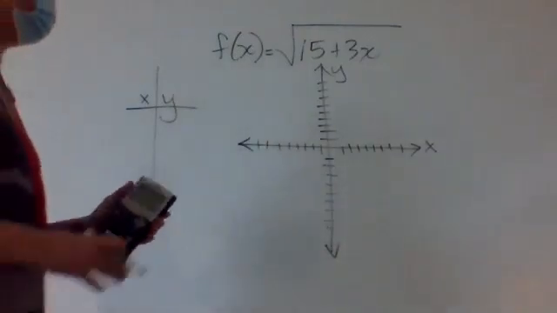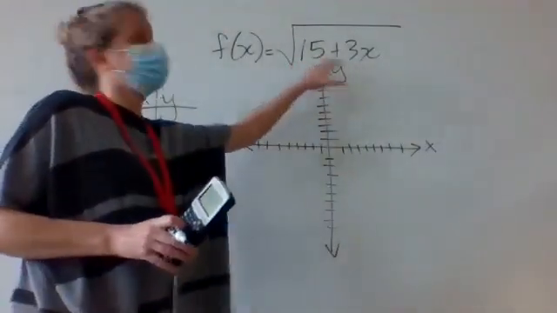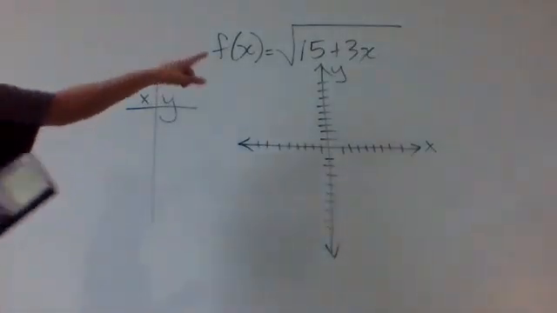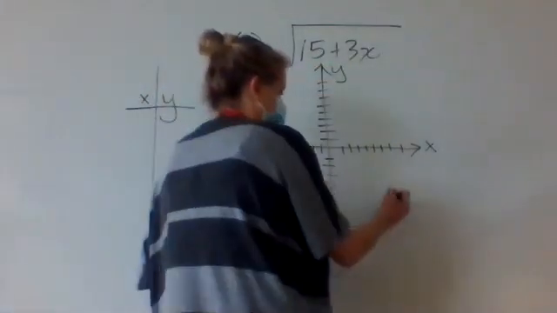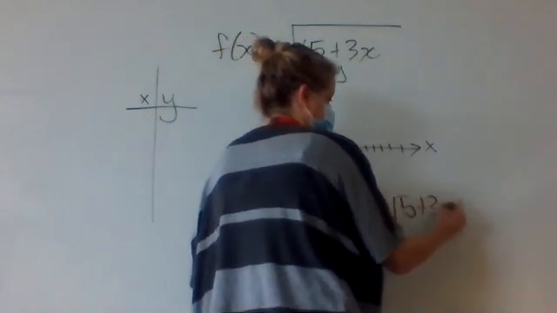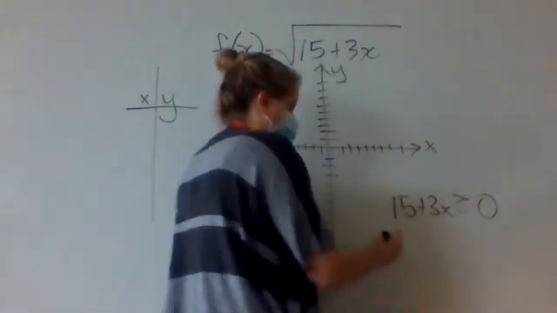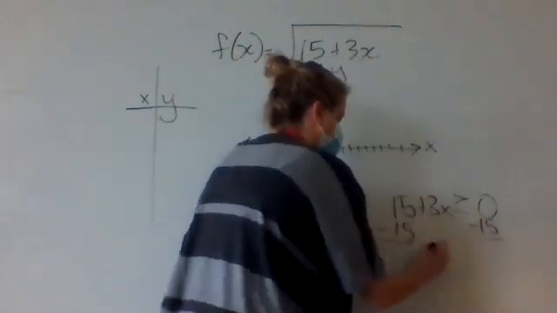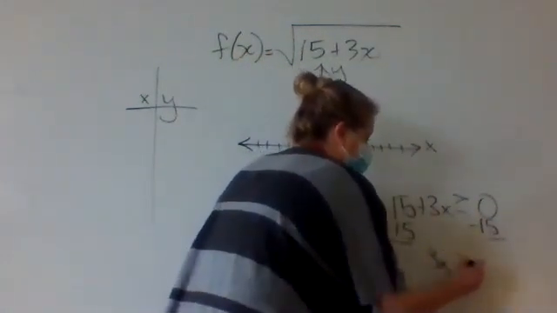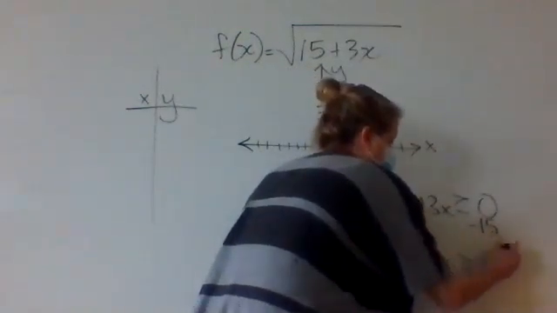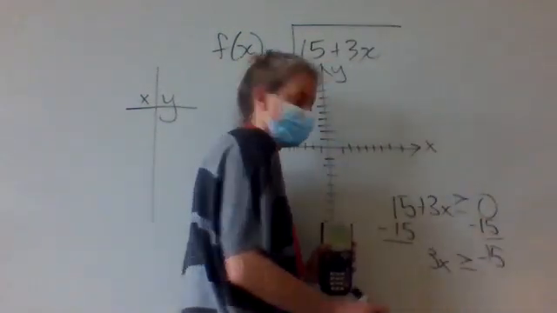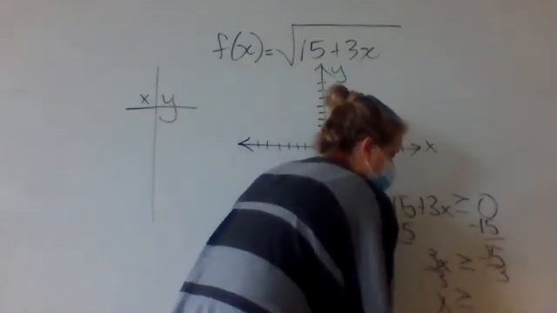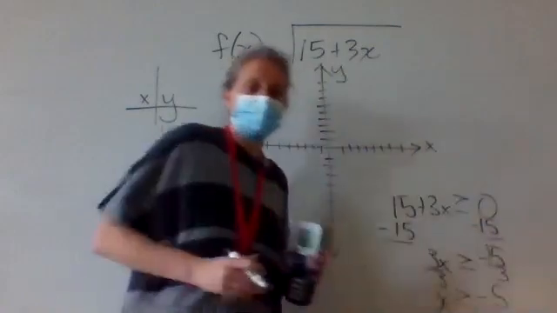So remember, just finding the domain is going to show you what the shape is going to be. This right here, 15 plus 3x, needs to be greater than or equal to 0. So when you solve it for x by subtracting the 15, you have 3x is greater than or equal to negative 15, and then divide by 3. So x needs to be greater than or equal to negative 5.